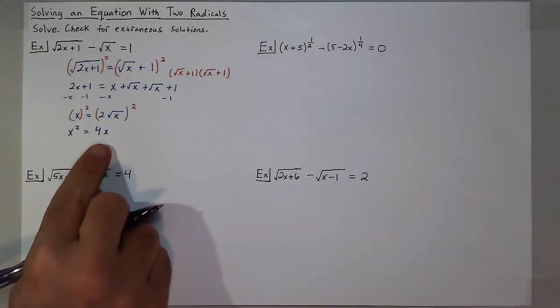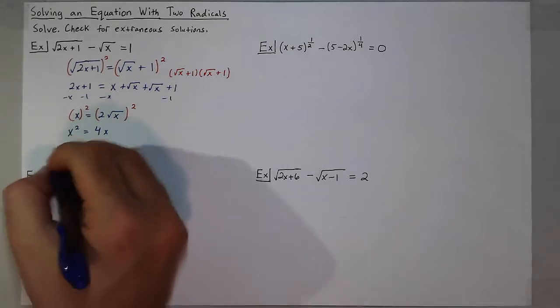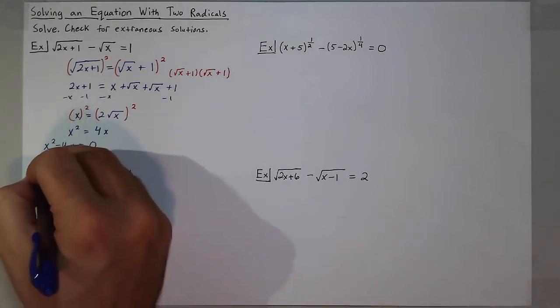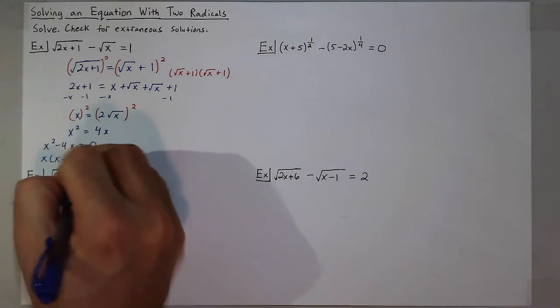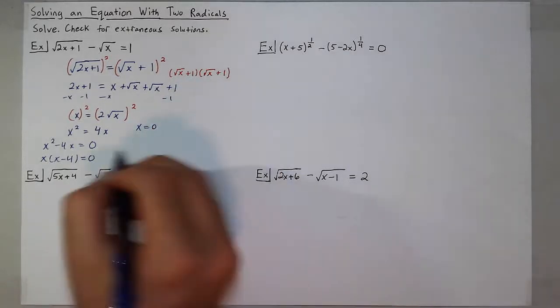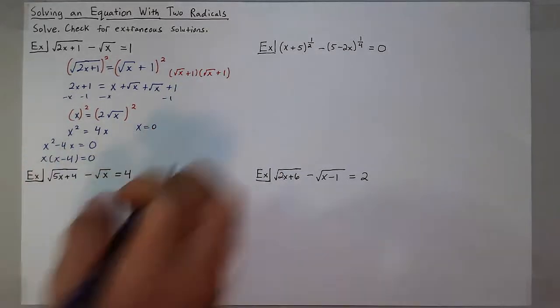Now I have a quadratic, so I can move everything to one side and factor out an x to solve. So my two possible solutions are x is equal to 0 and x is equal to 4.